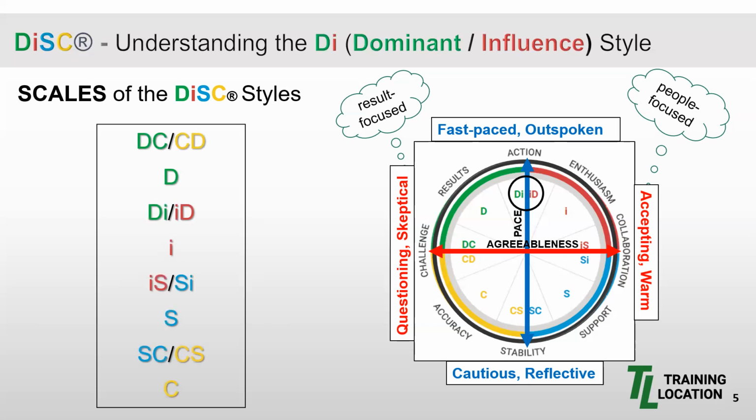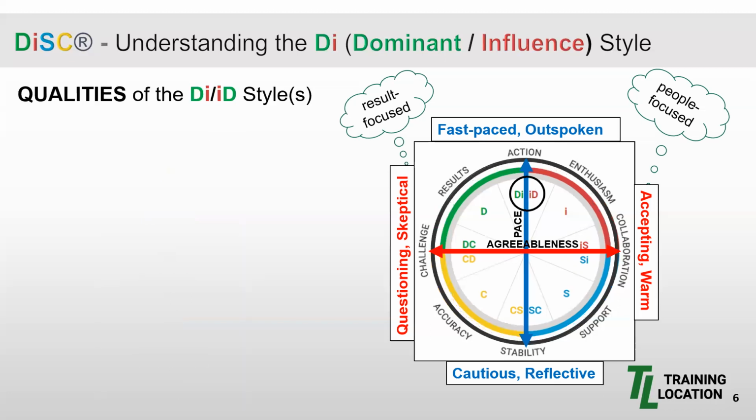Now, let me note here, though the DI and ID styles are separate and unique, you can consider the styles in one scale when it comes to qualities. So let's take a look. Let's review the qualities of the DI ID style, which include excitement, opportunity, and importance. So let's go back. Excitement.